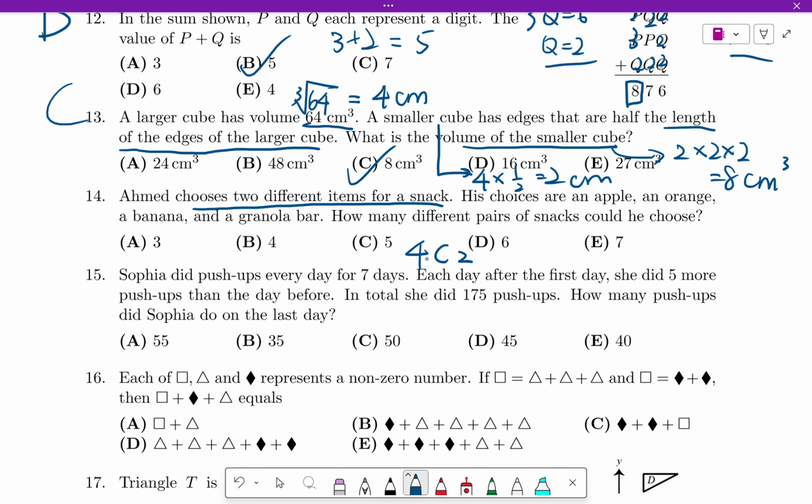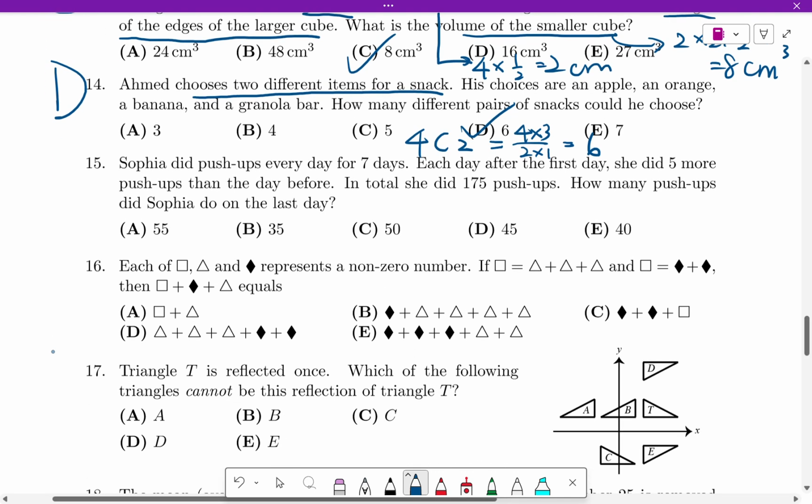The order of the 2 snacks that we are choosing does not matter, because no matter which snack we choose first, the combination will always be the same. So 4C2 would give us 4 times 3 over 2 times 1, which is 6. So we have 6 possibilities to choose the 2 different snacks from the 4 snacks.